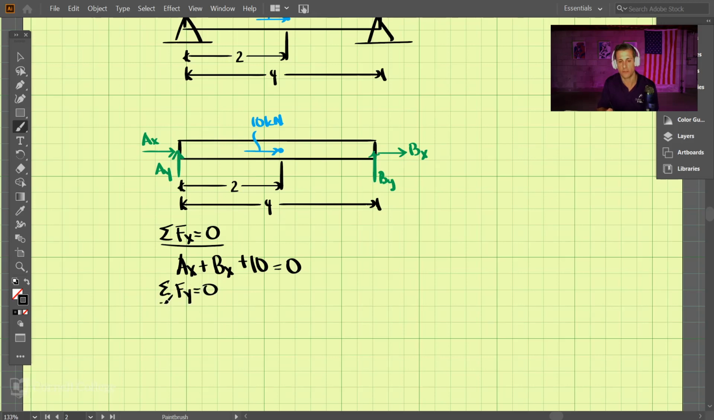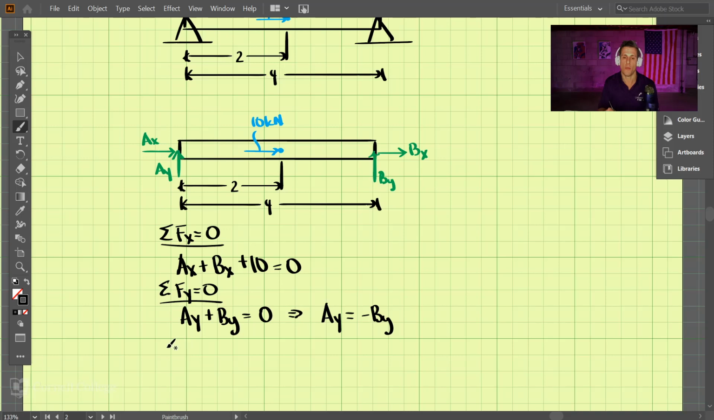If we do that, we have AY pointed upwards over here, and we have BY on this side, and this force doesn't have any y component to it, so we have 0. Using this equation, we can see that AY is equal to negative BY, right? I move one over to the other side.